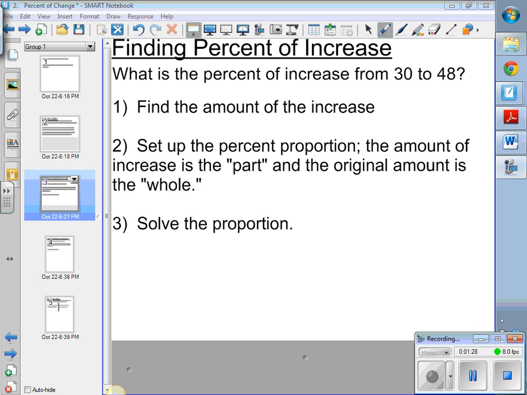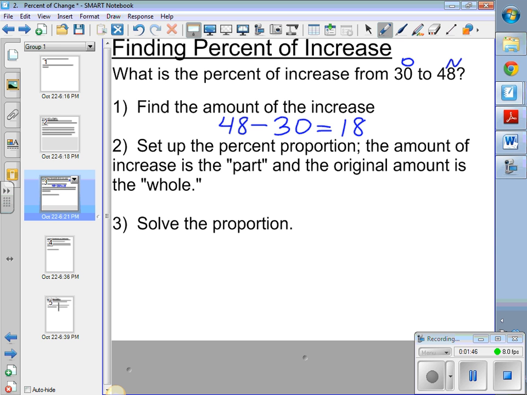Okay, so here we have our original price. Here we have our new price. The amount of the increase, we're going to do 48 minus 30, which is going to give us $18. Or we don't know if it's dollars. 18 is our increase.